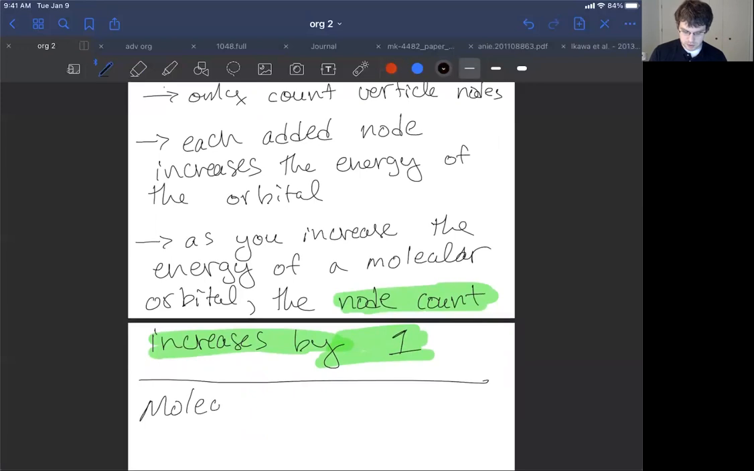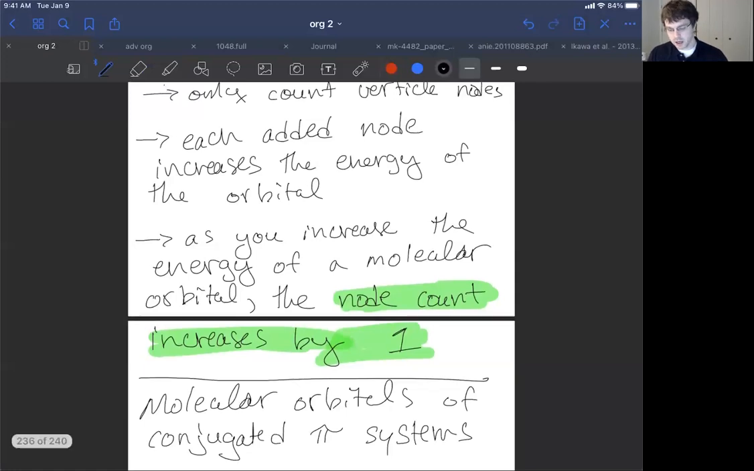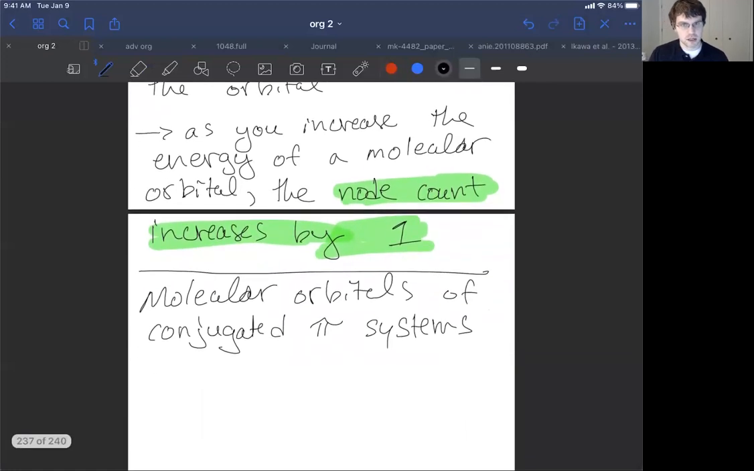So molecular orbitals of, and it's not just dienes, it's conjugated pi systems. These apply the exact same rules. We just have more atoms and more electrons, and as a result, more molecular orbitals to consider in our molecular orbital diagram. Okay, so let's pick on this system. So we're looking at conjugated pi systems.